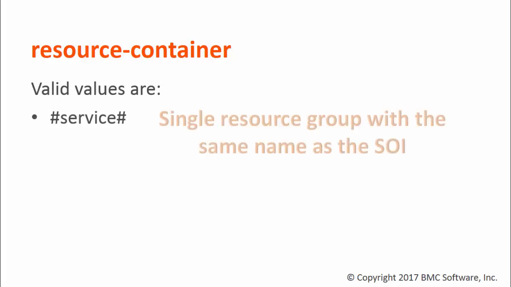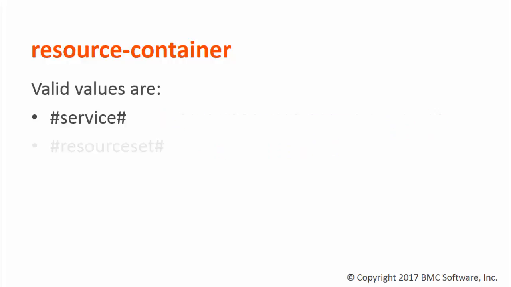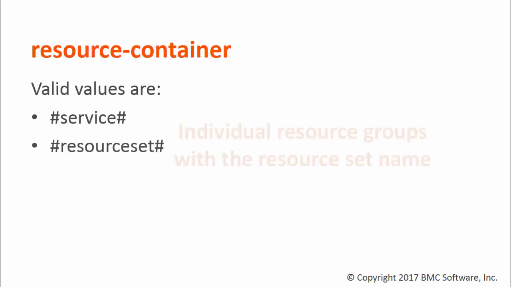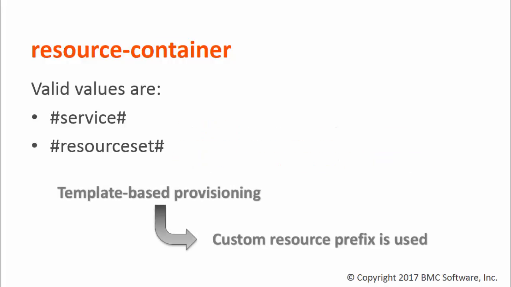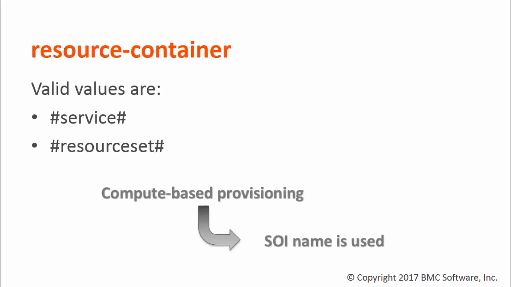Service, which creates a single resource group with the same name as the SOI. All resource sets will be deployed from this common resource group. Another value is resource set, which creates individual resource groups with the resource set name. For template-based provisioning, the custom resource prefix for the service request is used to name the resource groups. For instance-based provisioning, the SOI name is used to name the resource groups.